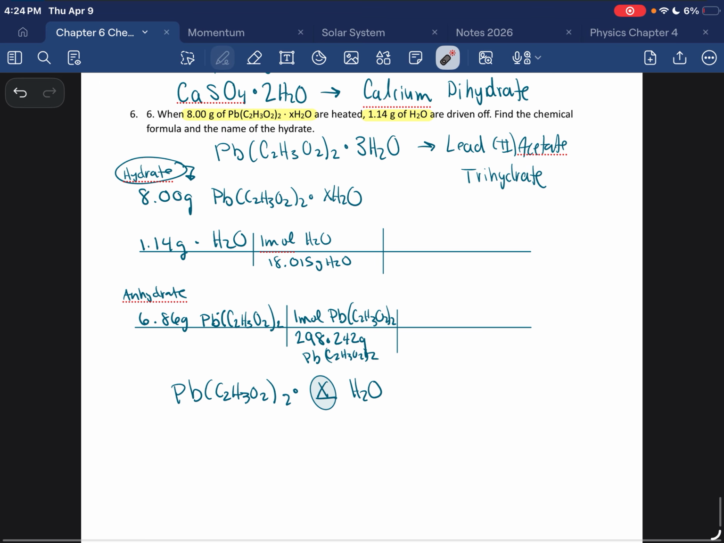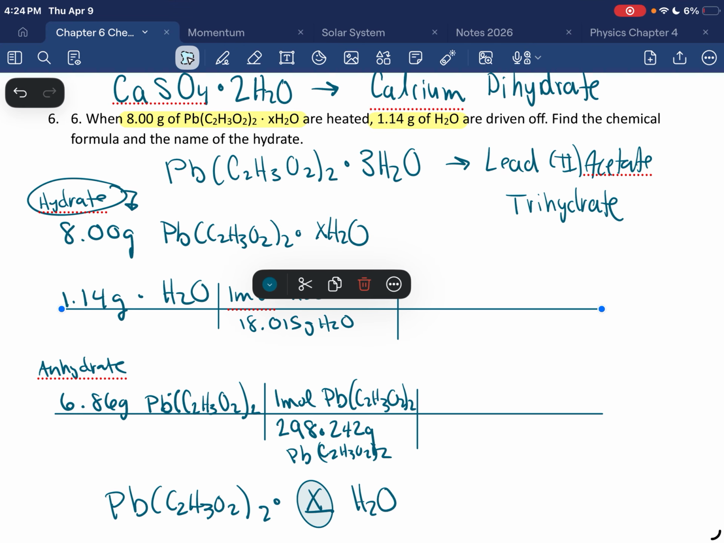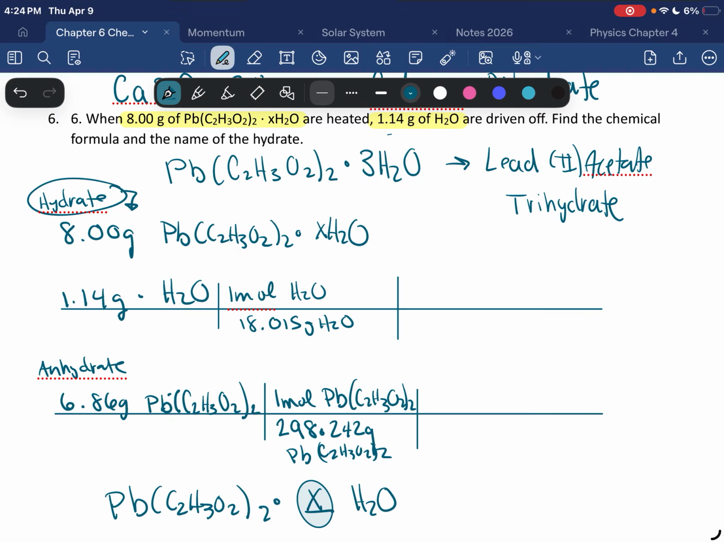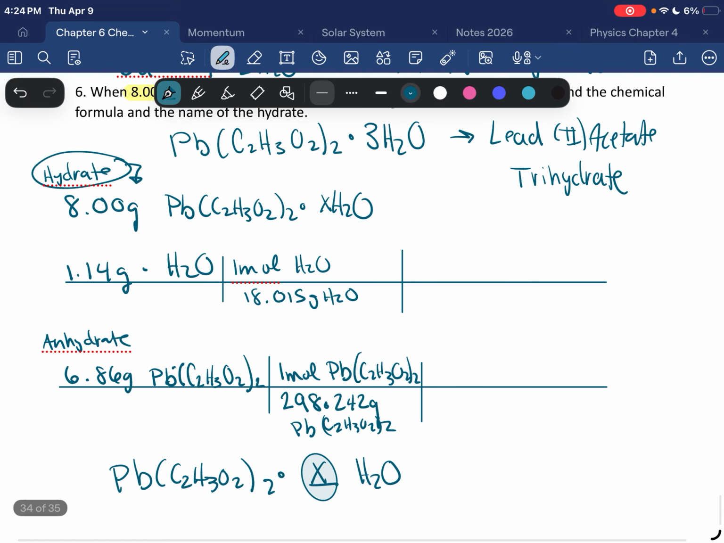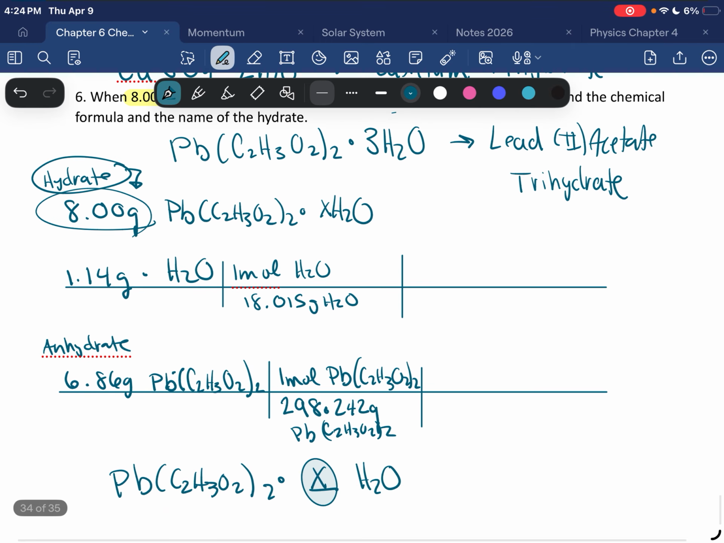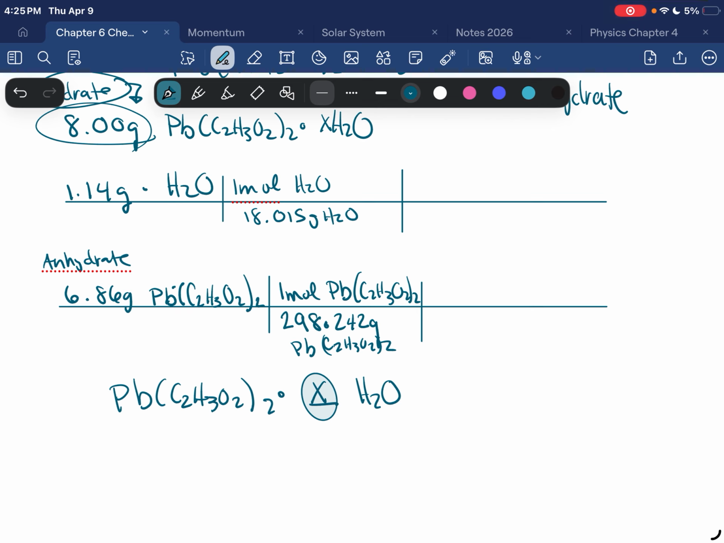All right, number 6, the only thing here that made it look a little bit more complicated was the way they said it. They have 8.0 grams of lead acetate, dot X H2O, just like before. How much H2O, you don't know, are heated, and 1.14 grams of water are driven off. So H2O is what's given to you. This time, you have to figure out the salt's mass by subtracting. Your hydrate has this much mass, and your water is 1.14 grams, therefore your anhydrate is 6.86 grams.